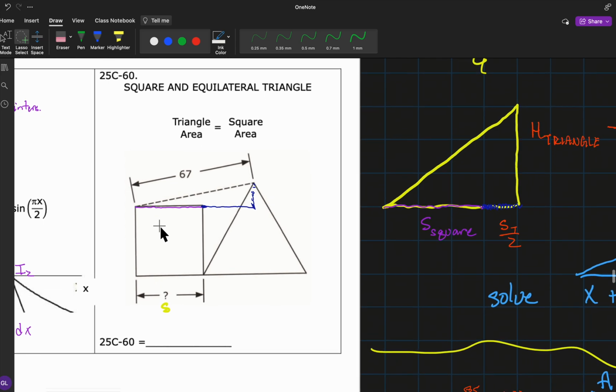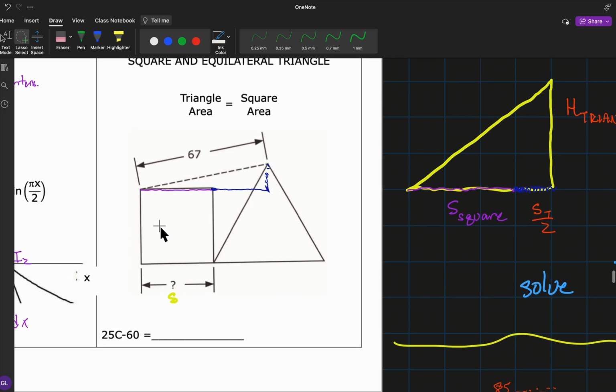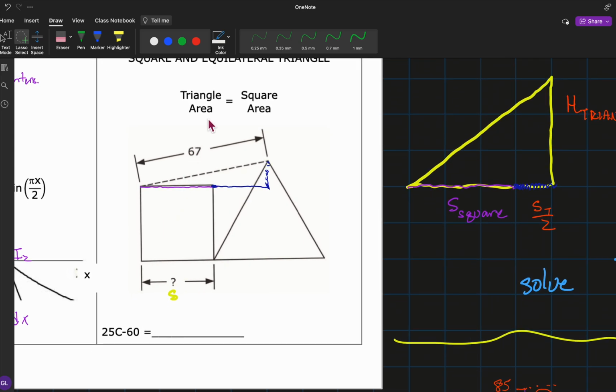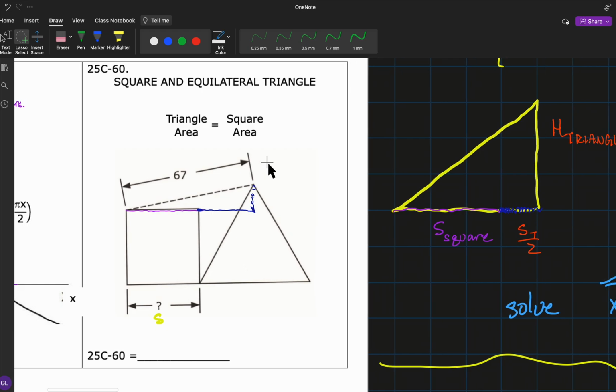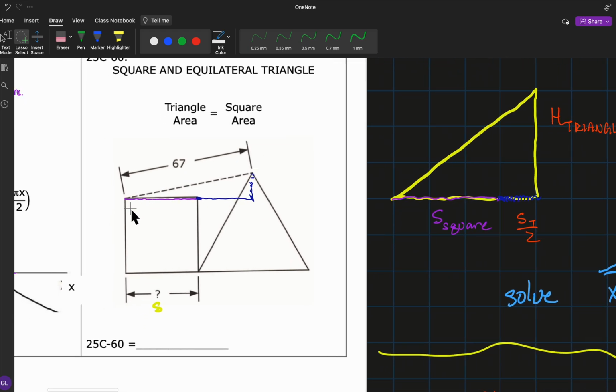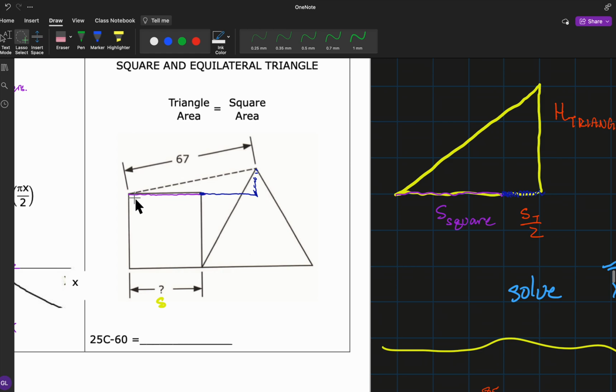Okay, 60. A square and an equilateral triangle. They tell us that their areas are equal, and they tell us that the distance from the corner of the square to the apex of the triangle is 67. The important thing is, man, they love to throw these questions in here, you have to break up the distances. And you've got to recognize that we're using the Pythagorean theorem. So it's going to be the distance of the square horizontally plus half the side length of the triangle to get us to the apex right here.